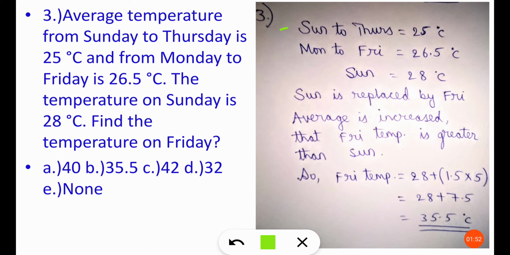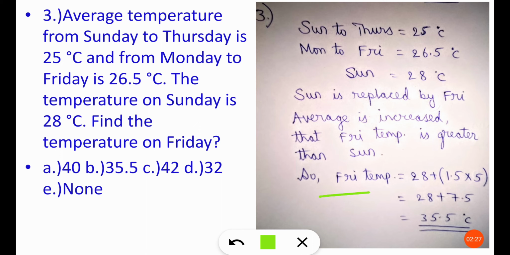Here if we observe these two cases, Sunday is removed, Sunday has gone and Friday has been added. When Sunday is there, the average was 25 degrees centigrade. When Sunday gone and Friday came, the average increased to 26.5 degrees centigrade. And that means the average has been increased. That means the Friday temperature will be more than the Sunday temperature. And Sunday temperature is given as 28 degrees centigrade. So our Friday temperature will be more than 28 degrees centigrade.